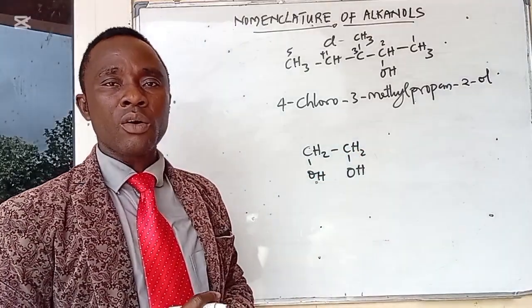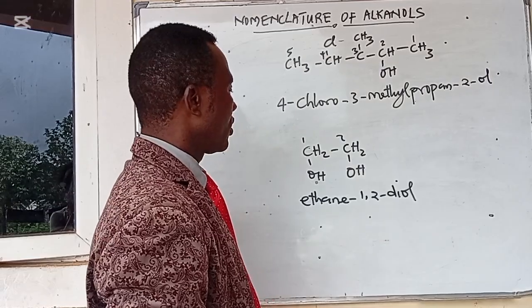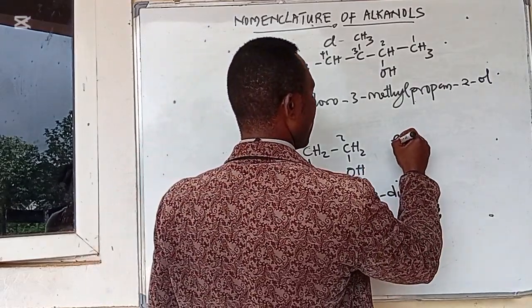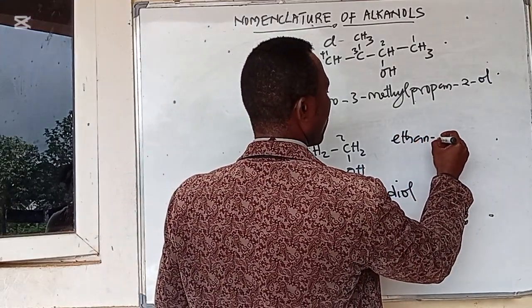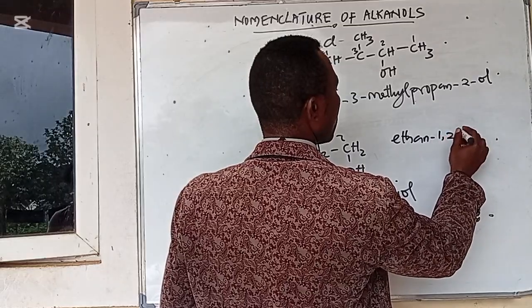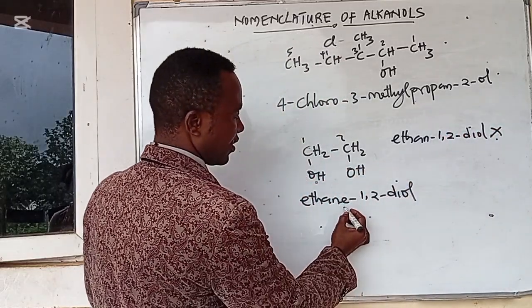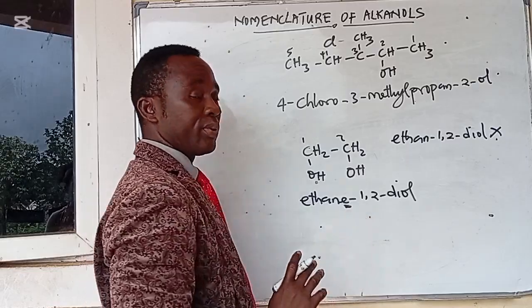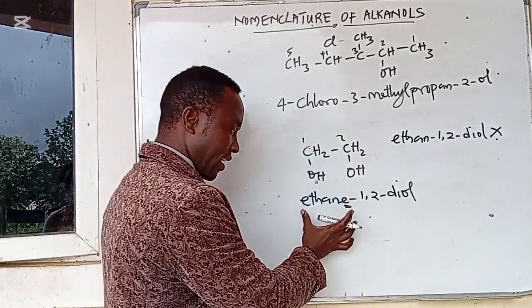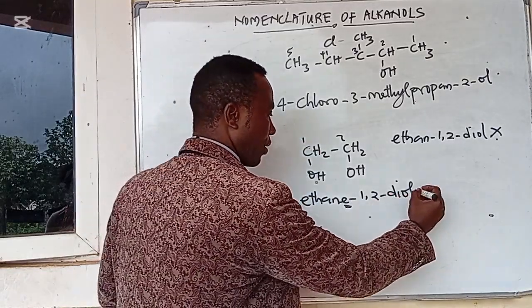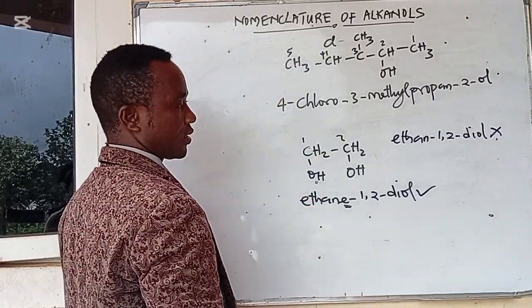What will be the name of the compound since we have two hydroxyl groups? So it is not ethan-1,2-diol. Okay, this one is wrong. The E here must be there. That is ethane-1,2-diol, which is what is correct.